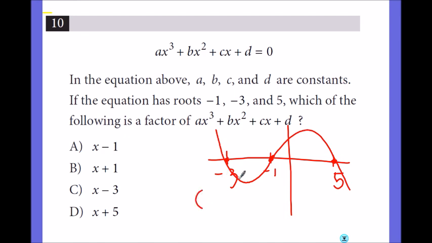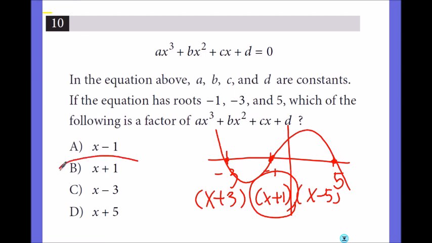This must have a factor of x plus 3 because we want to know when this becomes 0. This is x plus 1. You can have other numbers added, but you have to have these factors, x minus 5. Because whenever you have 5, it becomes 0. So this will become 0, right? 5 minus 5. So which one should be a factor? It must be x plus 1. You don't have x minus 5, neither x plus 3. So it is B.